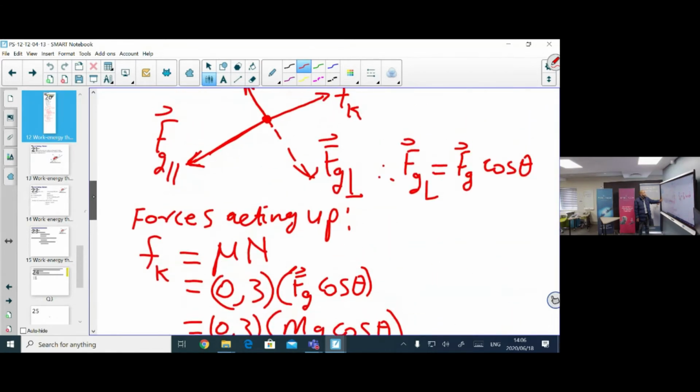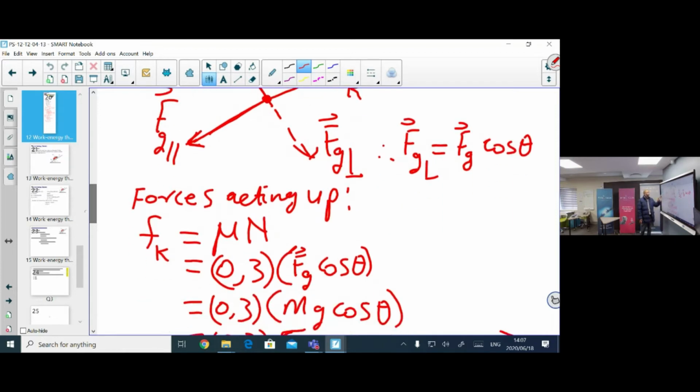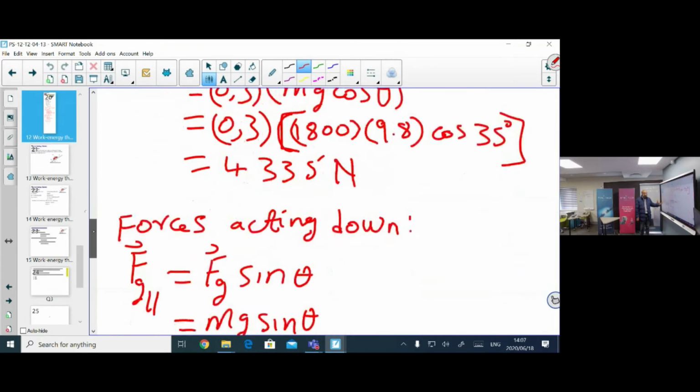Don't be confused all the time. I beg each and every learner, remember this. N and f of g are not going to take part in the motion, even though they are there during the calculations of f of k. But you have to ignore them, because we have f of g parallel and f of k, which is only f of x. That is the f of x that we're talking about.